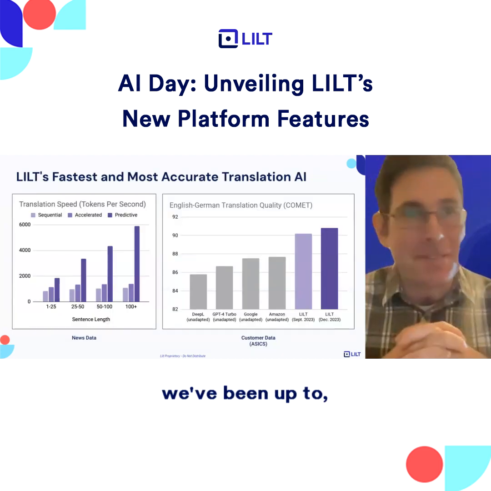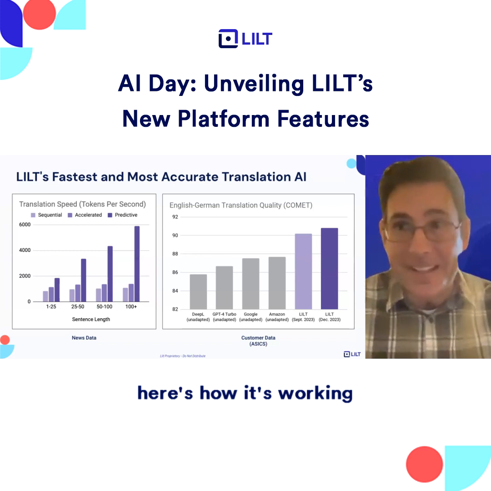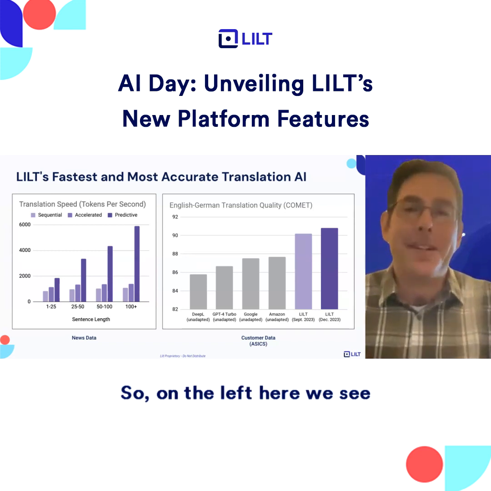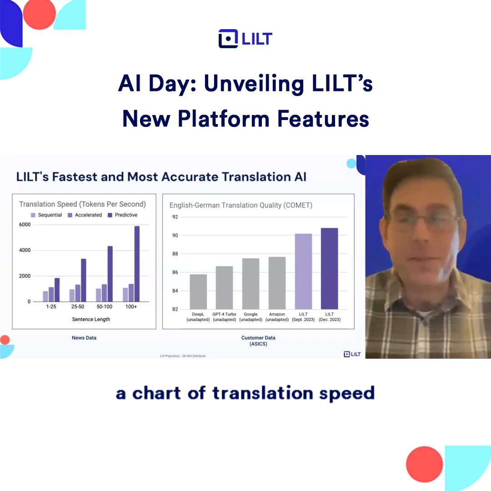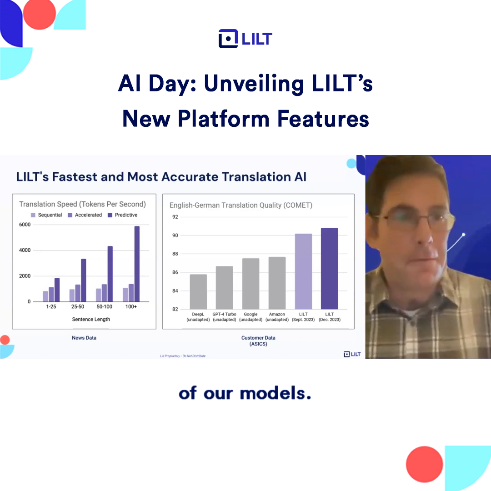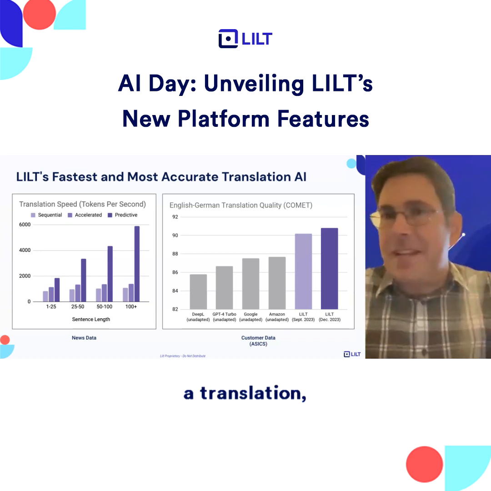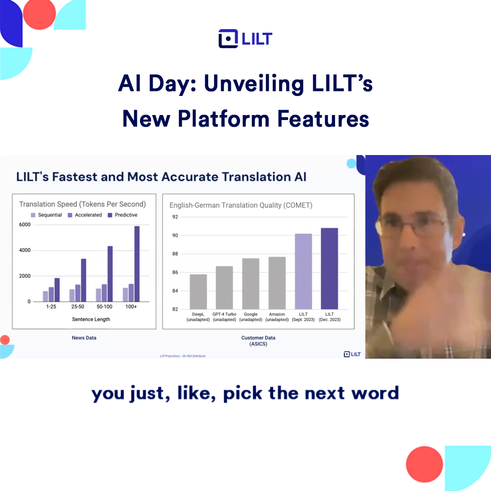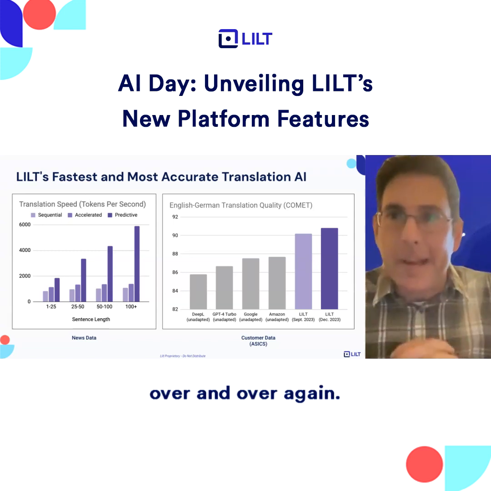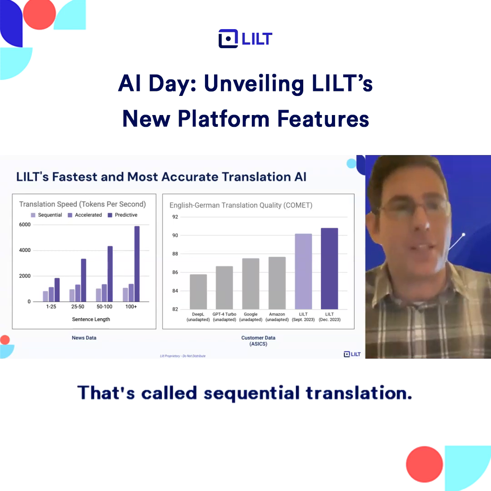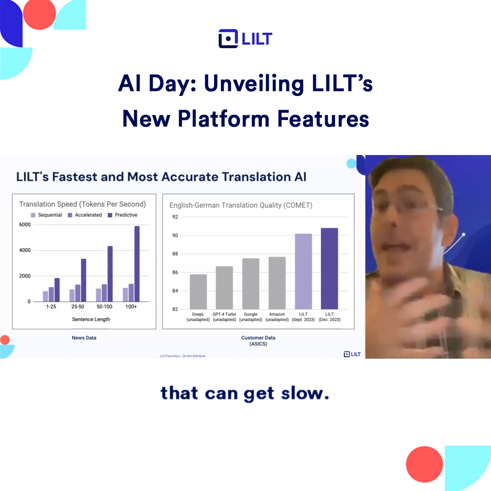Okay, so that's what we've been up to. Here's how it's working, and it's working really well. On the left here, we see a chart of translation speed of our models. Normally, when you generate a translation, you just pick the next word over and over again. That's called sequential translation. As the model gets bigger, that can get slow.